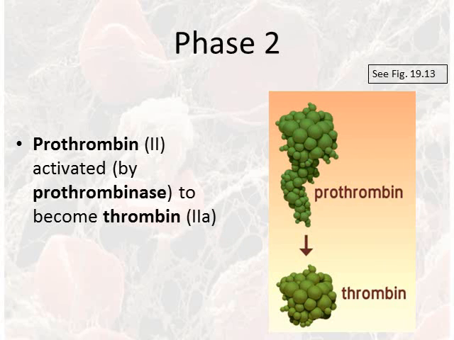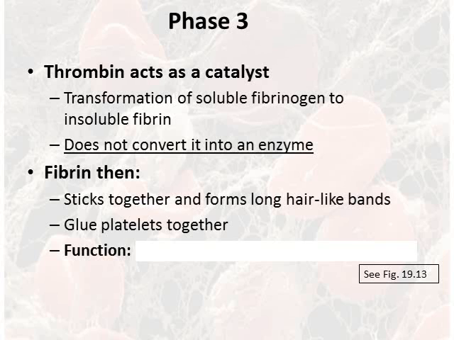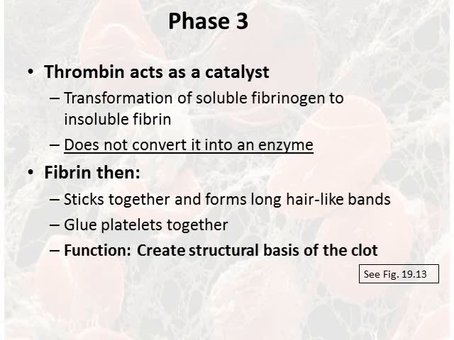into thrombin. So the goal of phase 2 is to make thrombin, and now in phase 3, thrombin is going to act as a catalyst to turn fibrinogen, which is another plasma protein we always find, into fibrin. This is the only step where we're not converting one protein into an enzyme. We're converting this protein fibrinogen into an insoluble protein called fibrin, which is really going to be the sticky fibrous mesh that forms the blood clot. Fibrin sticks together and forms these long hair-like bands, holds all the platelets together, and this is really the structural basis of the clot.